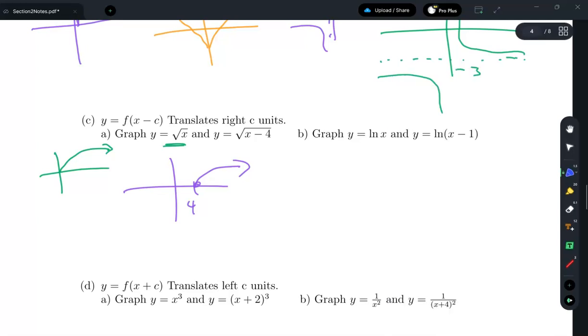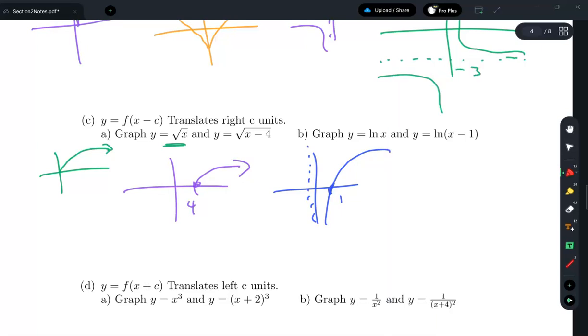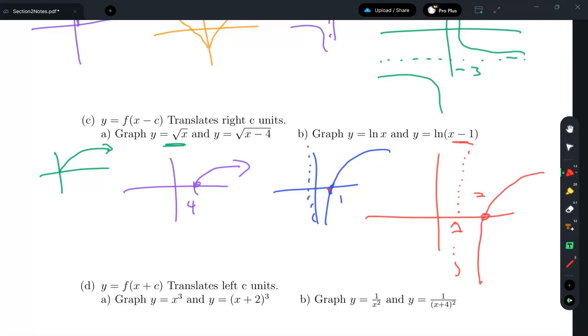ln of x is a really important graph to know. Looks like this, crosses at 1, and there's a vertical asymptote there. And so if I'm going to move this to the right by 1, that means the asymptote is now at 1. That's a big deal. And this point 1 is now at 2.